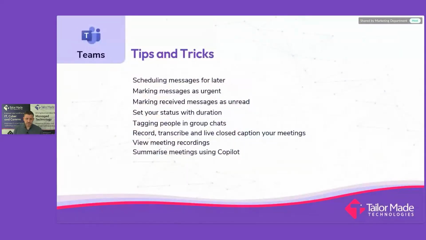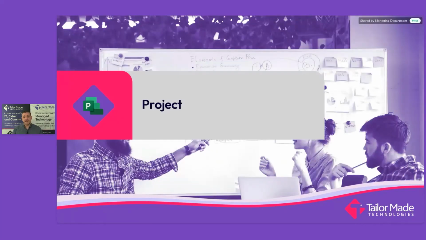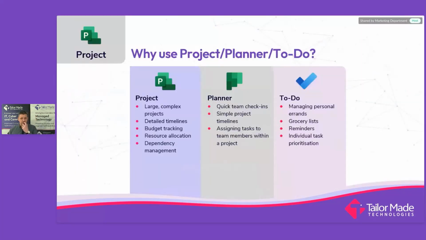All right. So hopefully, again, a few things there within Teams that maybe you knew about or were new to you or you knew existed, but how did I get to them? Fantastic. Right. Last thing that we're going to talk about is Microsoft Project. Now, we're actually going to talk about three things within Project. We're going to talk about To-Do, Planner, and Project. And the difference between these three things, they're all Microsoft technologies.